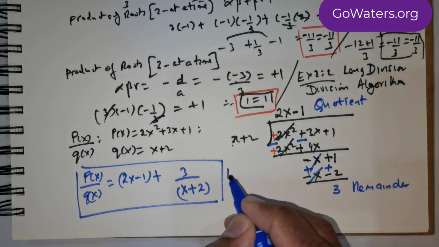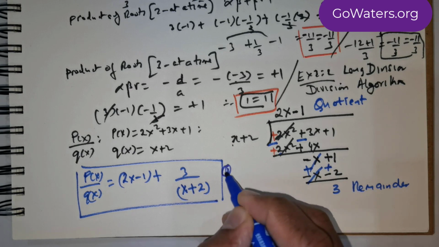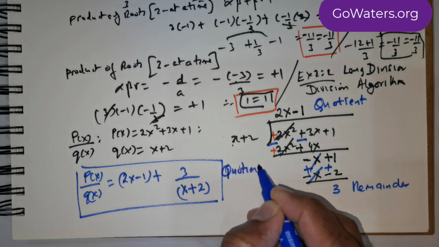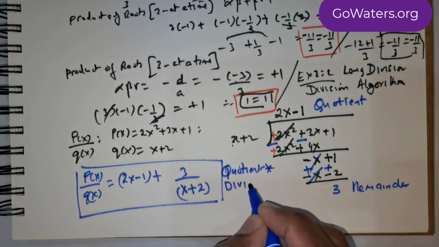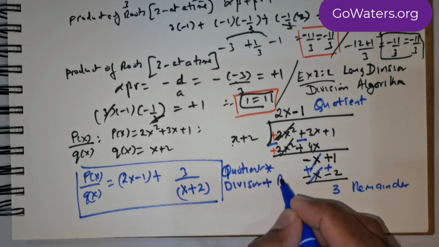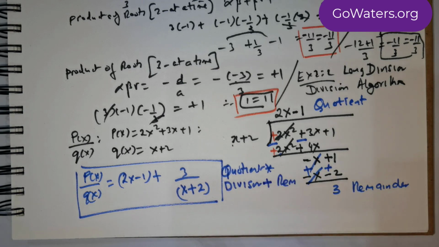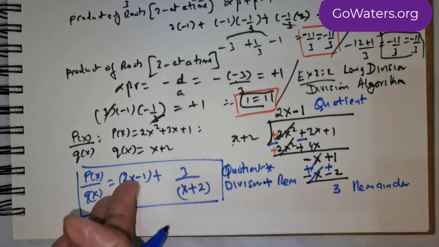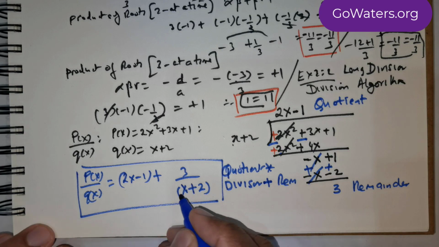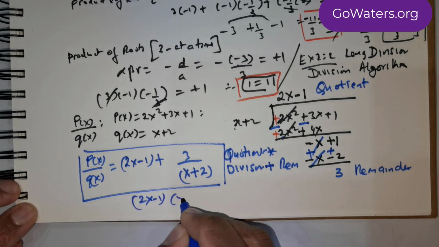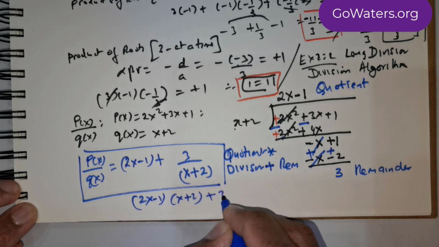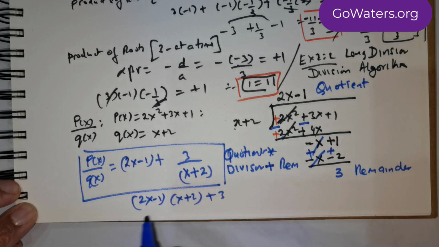That means the quotient multiplied by the divisor plus the remainder. Now whatever I placed here, I've given it in formula fashion. This is exactly this. Now suppose you're going to represent it like this: 2x minus 1 multiplied with x positive 2 plus 3, divided by x positive 2.